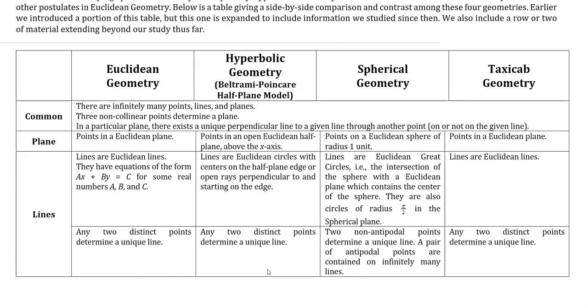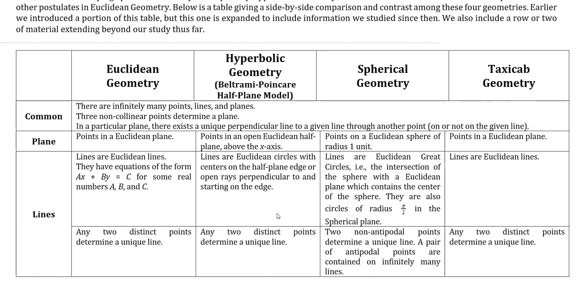Okay, now there are multiple models for the hyperbolic geometry. I'm going to be using the one I've been talking about all semester, the Beltrami-Poincaré half-plane model. If you're using, for example, the disk model or some other models, some of these things would be similar results, but maybe a little bit different in the way that they're represented there.